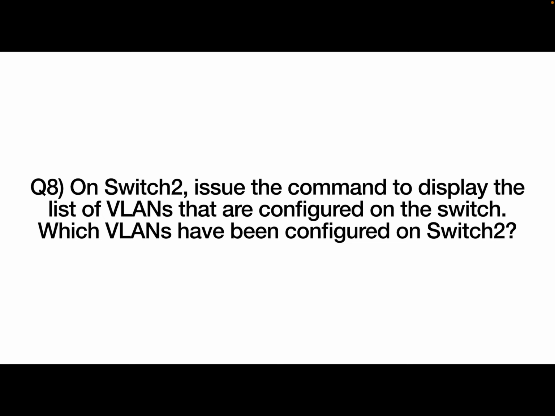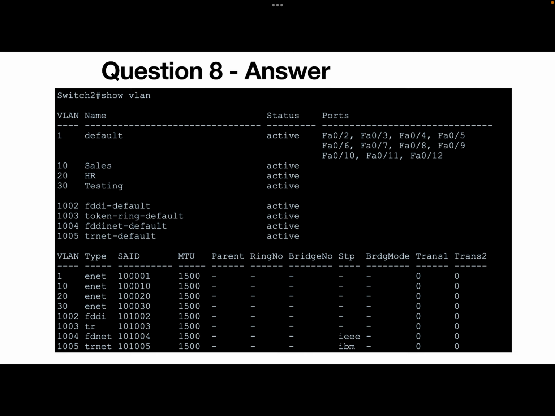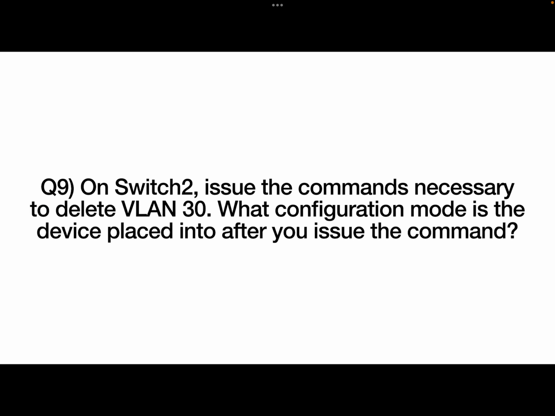Next, question 8, on switch 2, issue the command to display the list of VLANs that are configured on the switch. Which VLANs have been configured on switch 2? We've just done that. So we can see they have their respective names.